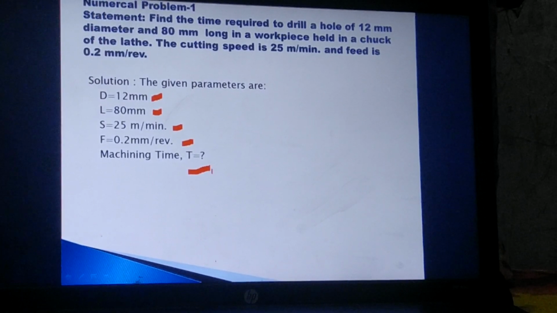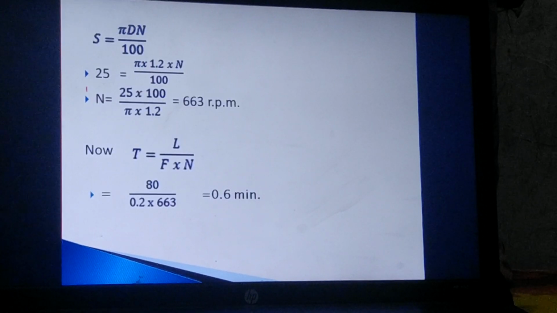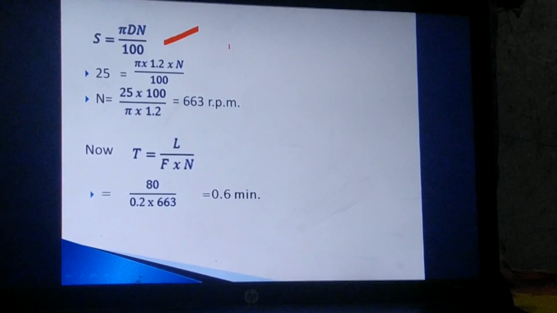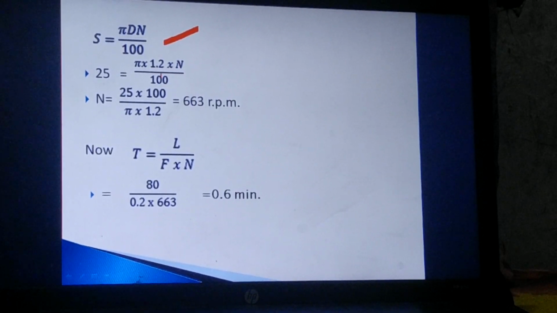So we have written the given parameters on the left side. Now we will use the cutting speed formula we know, S is equal to pi D N by 100. So we put the values: S is 25, pi, D is 1.2, N we have to calculate, by 100. So we will calculate N using this formula as 663 rpm.